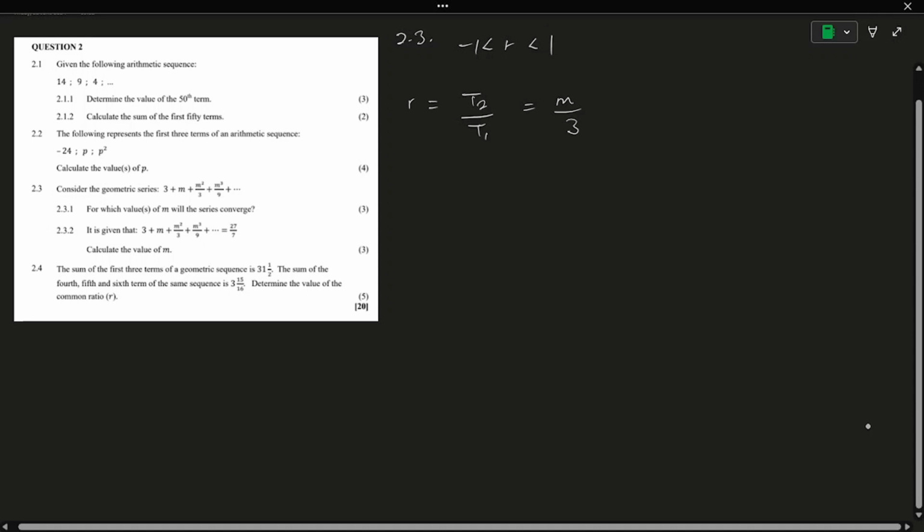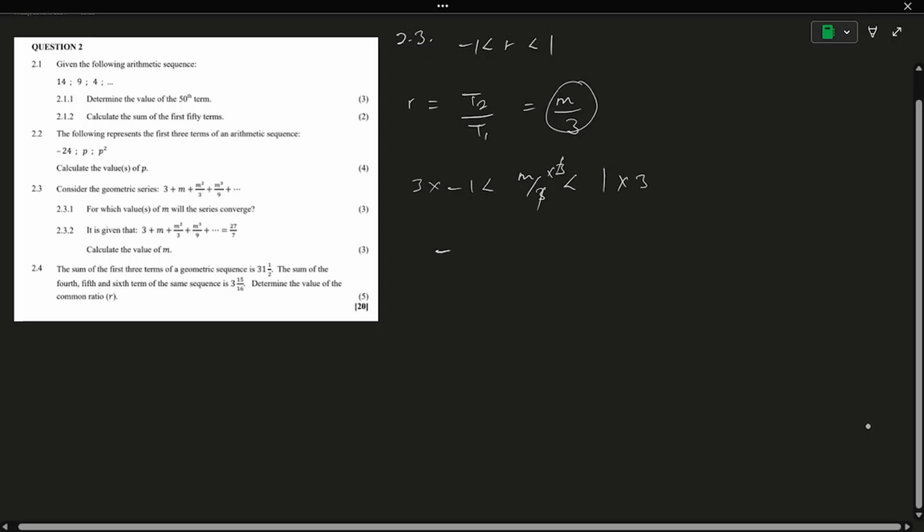So we come and say -1, because we now have our r. So this is our r. So -1 less than m divided by 3 less than 1. So we need to leave m alone. So in other words, we're going to multiply by 3 everywhere so that we can cancel this right here.